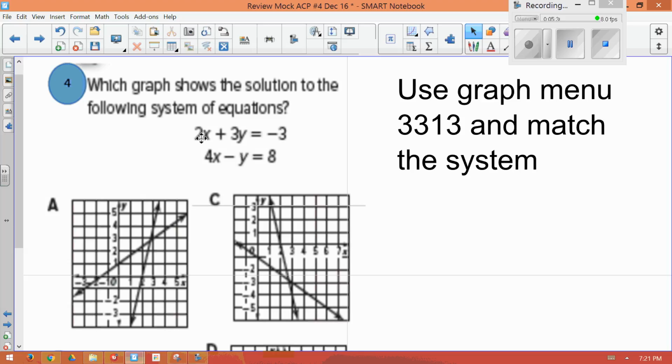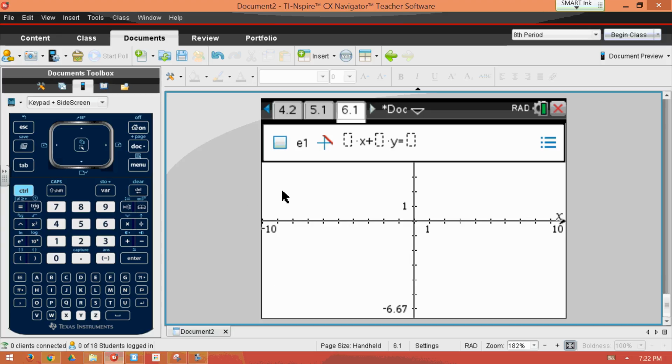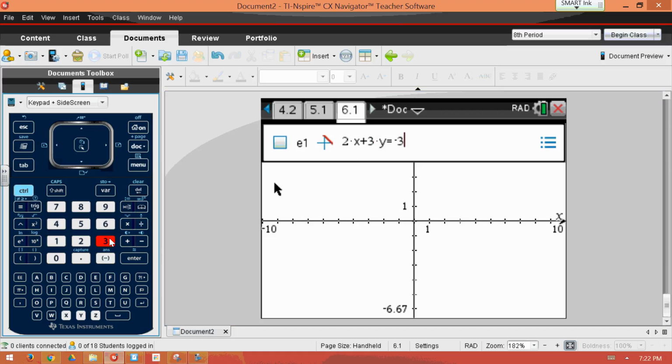We need 2x plus 3y equals -3. I need to move this out of the way. All right, so that's 2x, 3y, that equals -3. I'm going to put a -3 there.